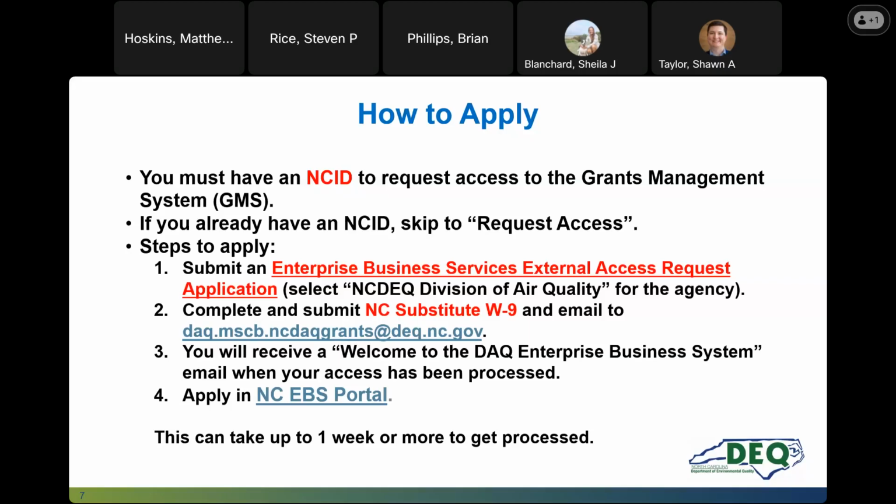In that email that they send you, there will be a link to the NC EBS portal. Additionally, there's a link here that you can use, and also on our webpage for the mobile source grants, there are some useful links that will get you to the EBS portal. And finally, just to note that this can take some time to get processed. As we get closer to the deadline, I know a lot of people like to wait to the last minute to do their homework, but I would really recommend you not do this, because as more and more folks are requesting access, it takes a lot longer to grant that access on behalf of the system.